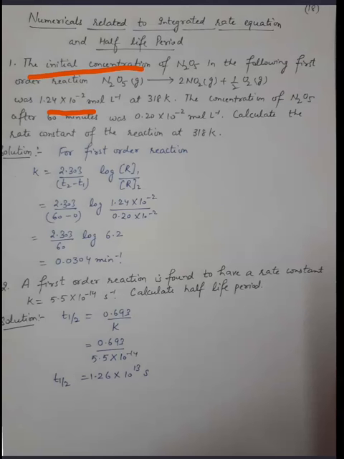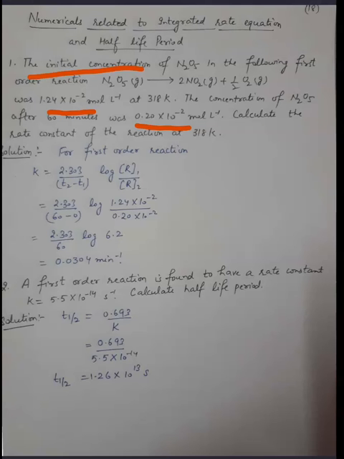You know, for a first order reaction we have derived the formula K is equal to 2.303 upon t log R1 upon R2. T2 minus T1 means 60 minutes, because the time duration was 60 minutes. Earlier the concentration was 1.24 into 10 to the power minus 2, then the concentration was 0.20 into 10 to the power minus 2. So by solving this we get 0.0304 per minute. This is the value of the rate constant for this reaction.